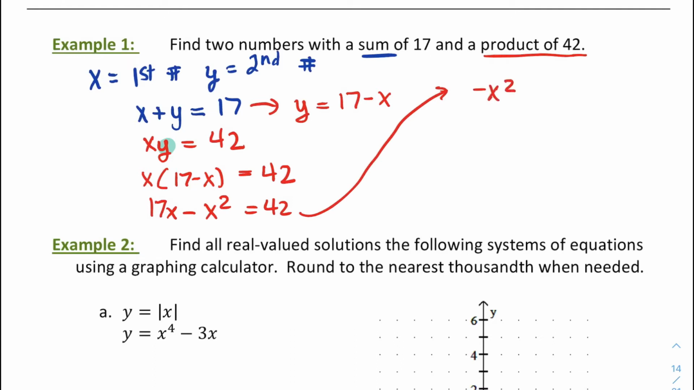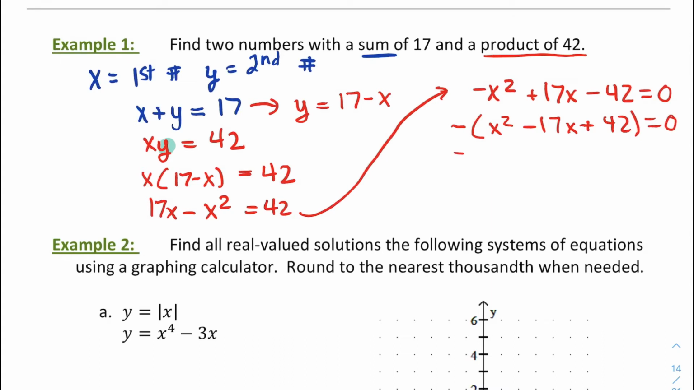So if you go ahead and get 0 on one side and then use your favorite quadratic solving method, I'm going to factor, but I'm first going to factor out a -1 because I'm not a fan of factoring when my coefficient on my x squared term's negative. I'm going to factor that into, let's see, things that multiply to 42, x minus 14 and x minus 3 is going to get us there. So you end up with x equals 14 and 3.